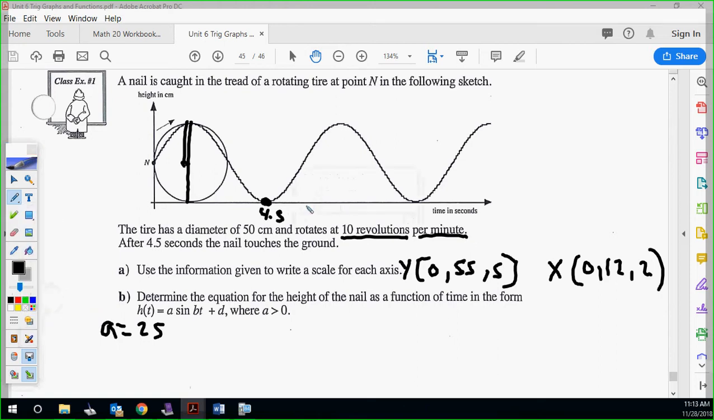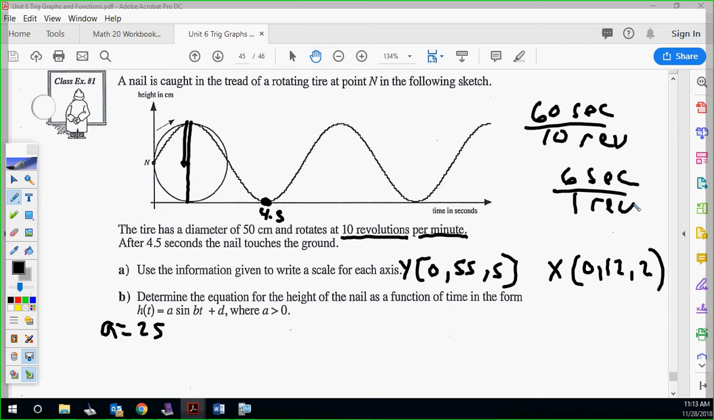Again, 10 revolutions happen in a minute. To figure out when one revolution is, you go 60 seconds divided by 10, because we know there's 10 revolutions in this time. So one revolution happens in 6 seconds. One turn is a period, because that's the rotation of the tire. So your period is 6 seconds, not your B.